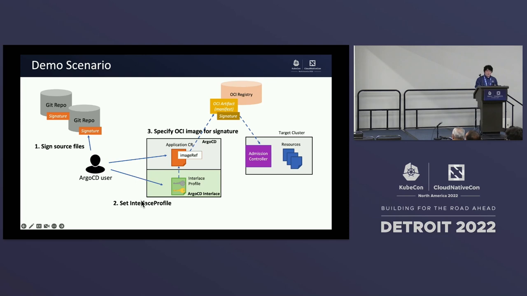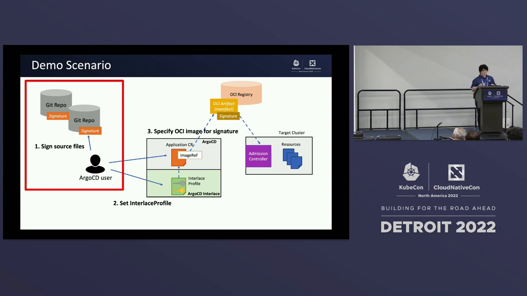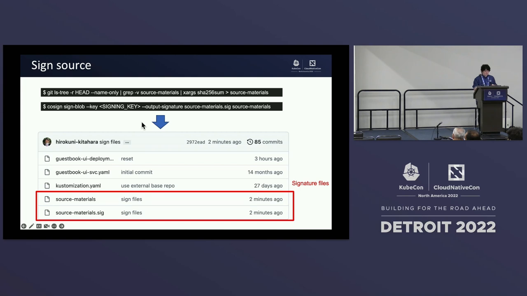To configure Argo CD Interest, all I need to do is three steps. The first one is signing source files. I put signatures on the source repository with my signing key, so the source repository files are protected. To do that, I can sign the source files with these two commands. Then these two signature files are generated, and these signatures are used by Argo CD Interest for source material verification.